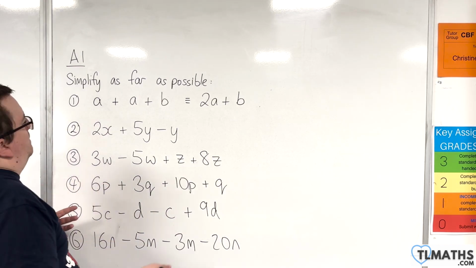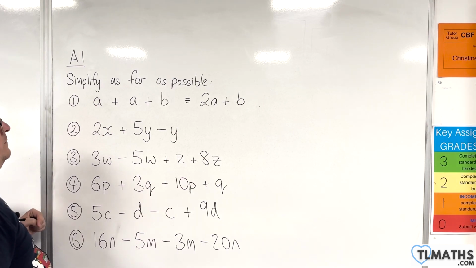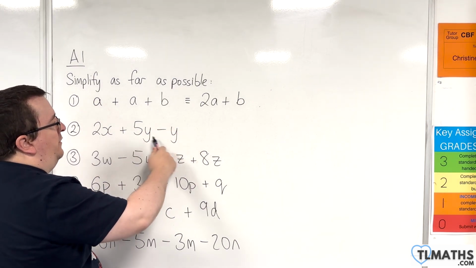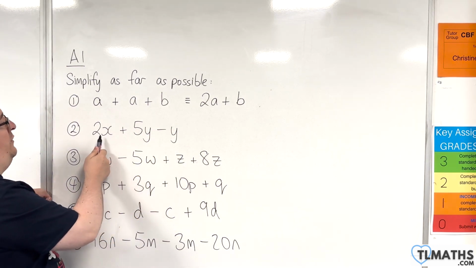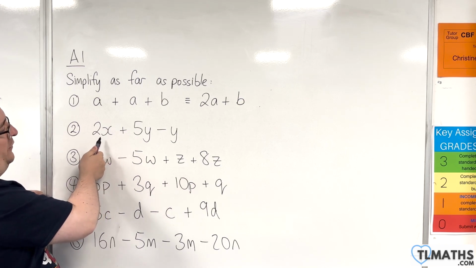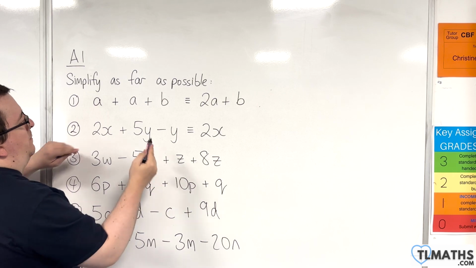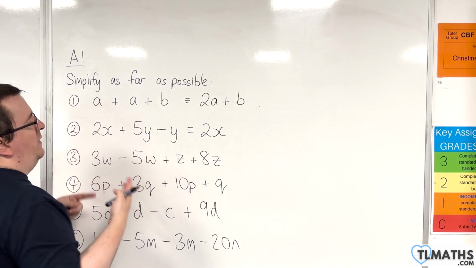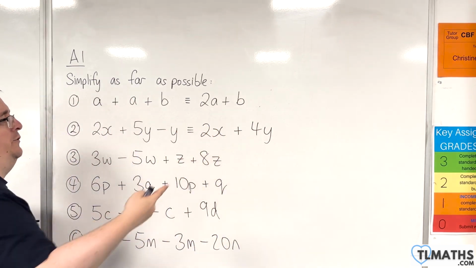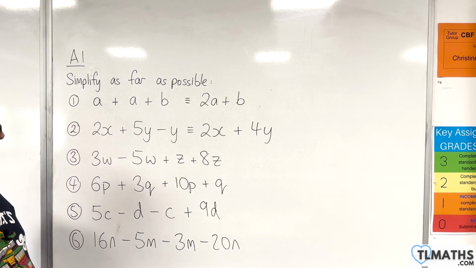How about with number 2 then? We have 2x plus 5y take away y. These two terms can be combined because they're both in terms of y, but this is in terms of x. So this one I cannot combine with these, and that has to stay by itself. So the 2x remains as it is. But 5y take away y, well, that's 4y. So I'll have the 2x plus the 4y. And that's as neat and simplified as I can get it.